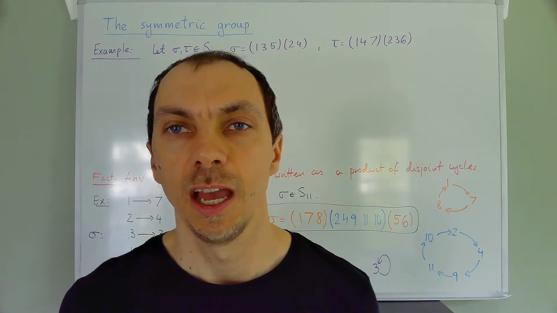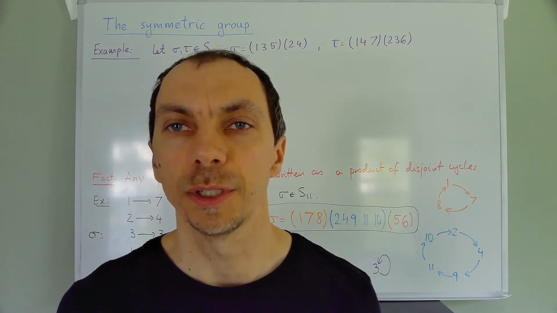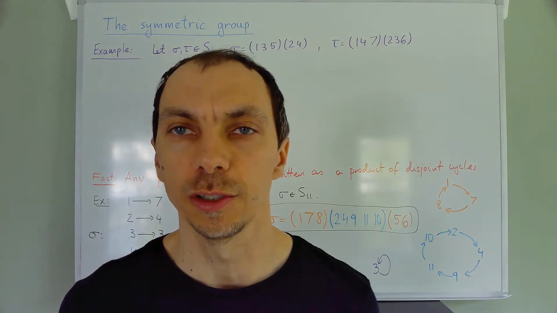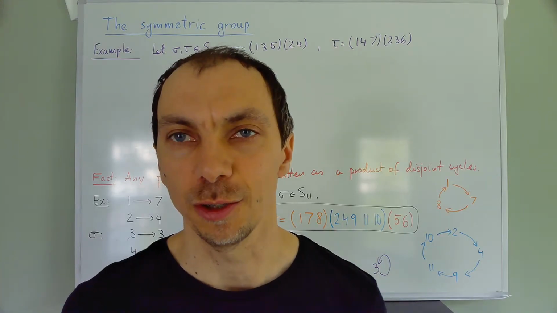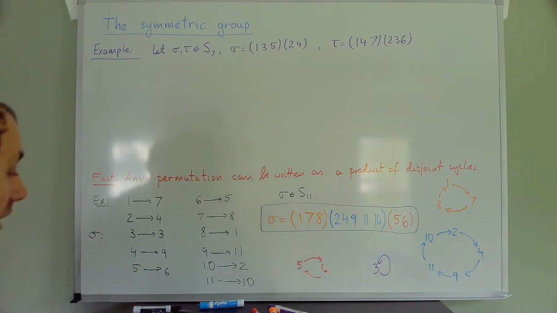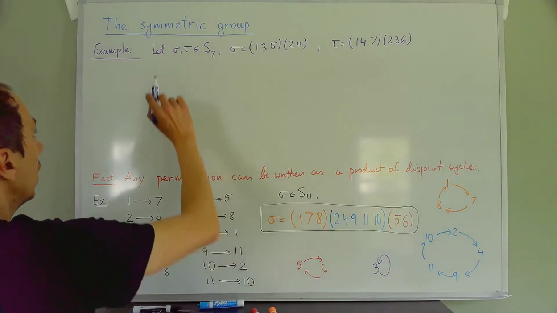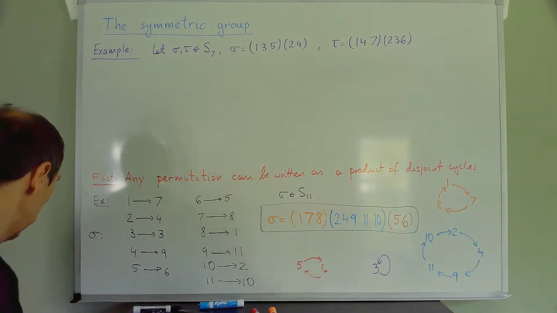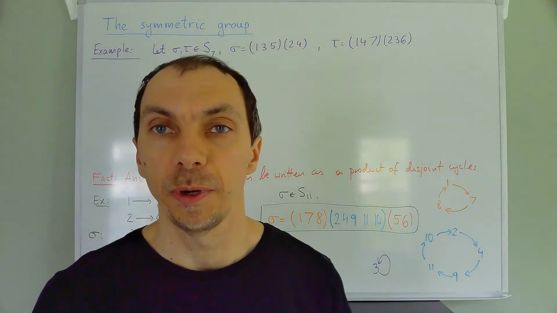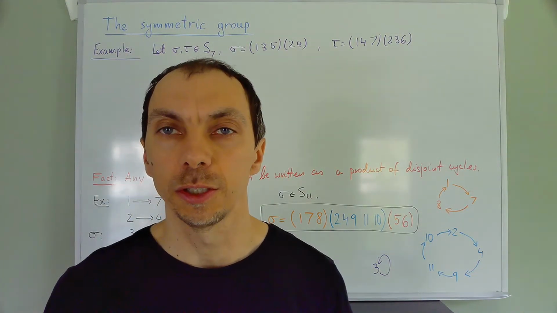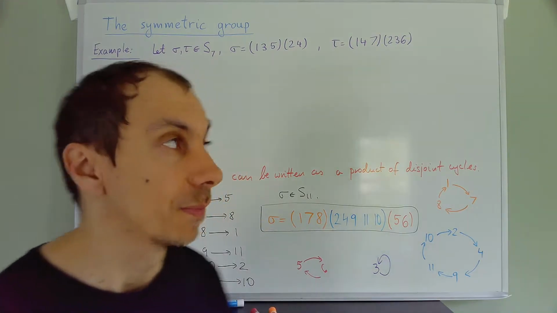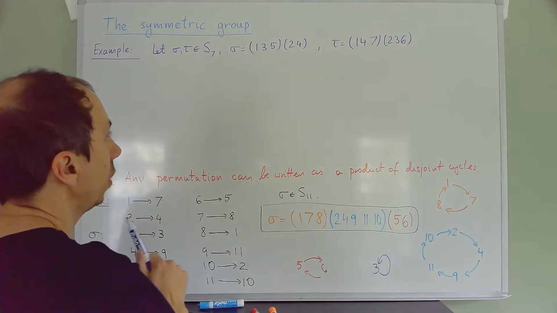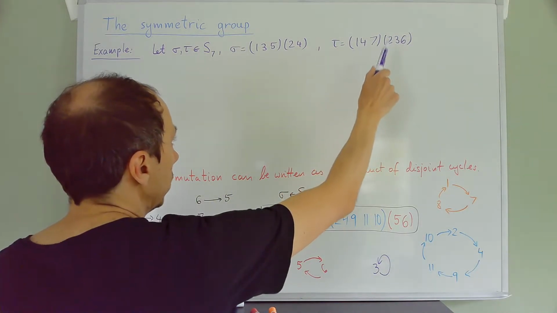So let's now see how we can write a composition of two permutations, each of them written as a product of disjoint cycles, as a product of disjoint cycles. So let's do an example. Let sigma and tau be two elements of S7. So S7 is the group of permutations of the set 1, 2, 3, 4, 5, 6, 7. And I'm going to take, for my example, sigma to be (1 3 5 2 4) and tau to be (1 4 7)(2 3 6).